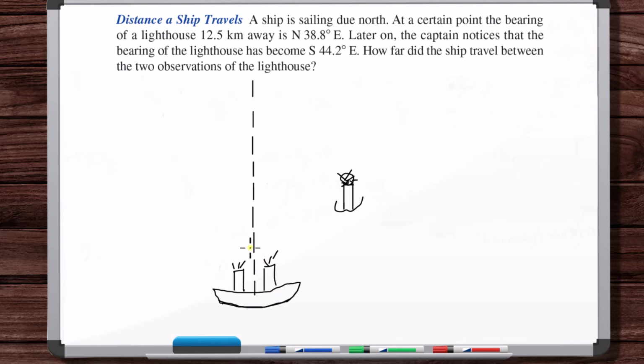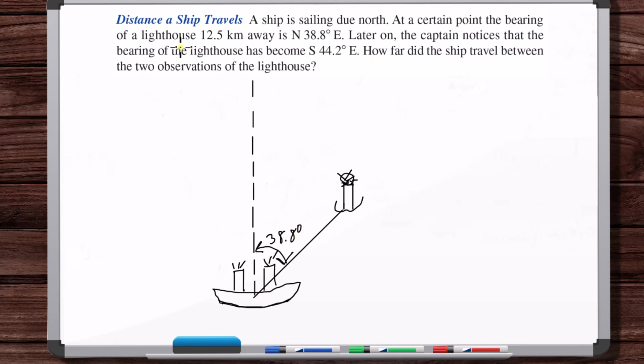the first direction is: do you reference the north or the south direction relative to the position you're speaking about? So we're taking this direction of the lighthouse from this position of the ship. Do we go to the north line or the south line? So we go to the north line, and now 38.8 degrees from the north line, but to the east or to the west? Well, it's to the east. So this angle here is 38.8 degrees. I probably drew that a little too big, but that's fine.